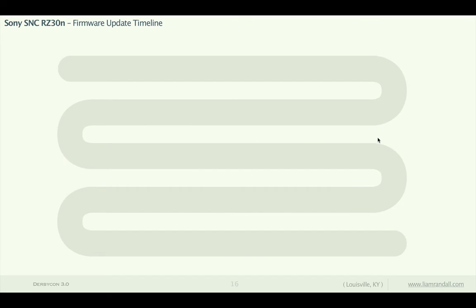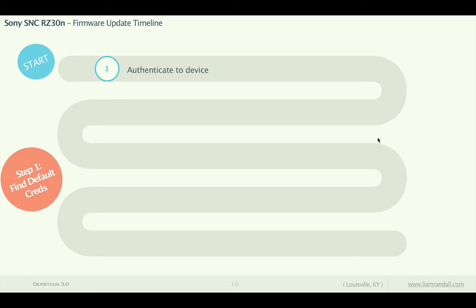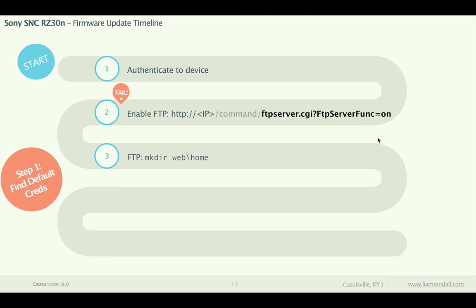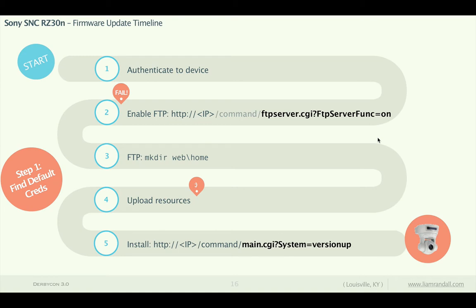So let's take a walk through how the firmware in this device is updated. Again, what we're starting with today is finding a device that has default credentials. The first thing you do is simply authenticate to the device. Then, checking the IP, you can use the CGI commands to remotely turn the FTP server on or off. So if I wanted to upload my payload, I would obviously turn that on. I then FTP to the device, create a web home directory, and upload whatever I want the device to end up with. I go ahead and push my resources up, and then I make another CGI call, and then boom, I own this camera.